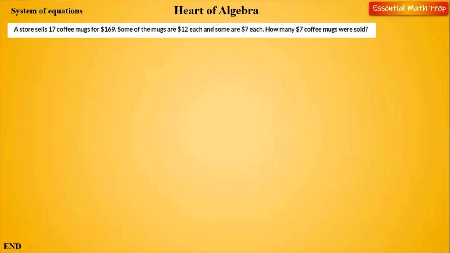Okay. A store sells 17 coffee mugs for $169. Some of these mugs are $12 each and some are $7 each. How many $7 coffee mugs were sold? Okay. So let's say the $12 coffee mugs are X, and then the $7 coffee mugs are Y. We physically know the total head count of X plus Y is 17 coffee mugs, and then the $12 is the X, and the $7 is Y, so 12X plus 7Y equals 169, right?